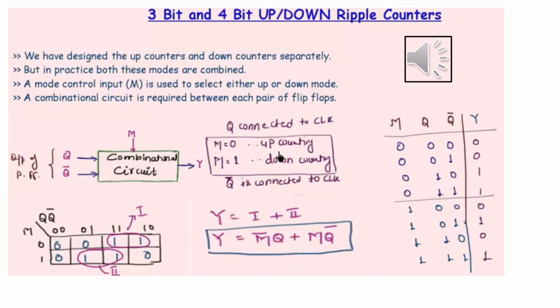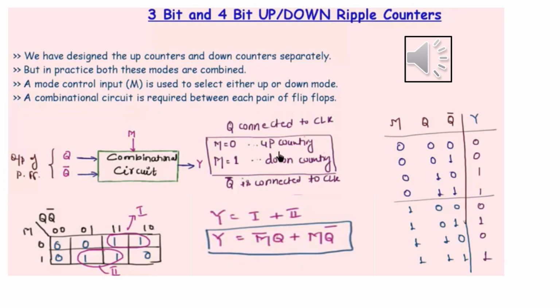Up to this, we were seeing about the design of up counter and down counter separately. Now we are going to see how we can design one up-down ripple counter. So here we have to use one control mode input to select the up mode or down mode in my counter design. And also a combinational circuit is required between each pair of flip-flops connected in the circuit. So you can see the design here.